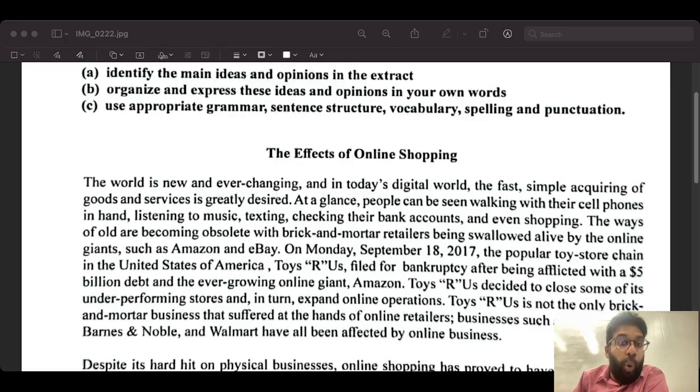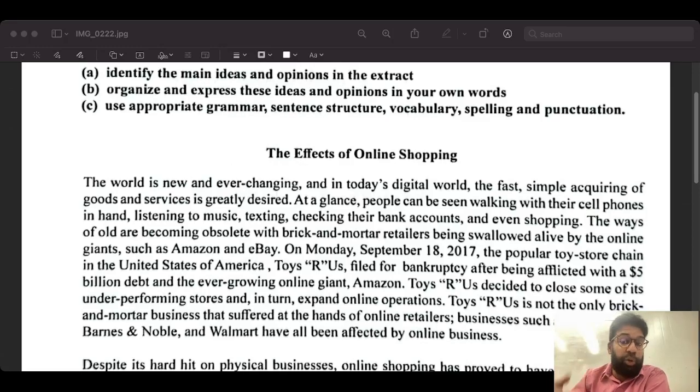So, the ways of old are becoming obsolete, with brick and mortar retailers being swallowed alive by the online giants such as Amazon and eBay. Boom! You have your main point there. They now went into it. The ways of old are becoming obsolete, with brick and mortar retailers being swallowed alive by online giants. And you don't want to add in such as Amazon and eBay, leaving that out because that is a what? Example.